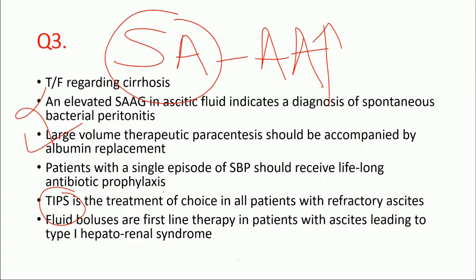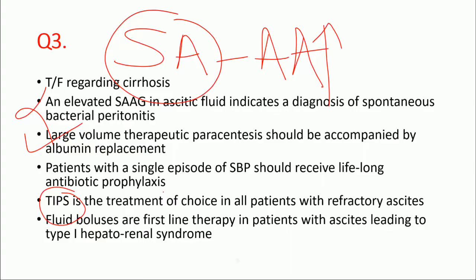Now, a common complication of ascites is spontaneous bacterial peritonitis, and it is easily diagnosed. When you do the peritoneal fluid analysis, you get a neutrophil count of more than 250 per cubic millimeter. So that is the diagnostic criterion. In a patient with SBP, the treatment of choice is a third generation cephalosporin, ceftriaxone or cefotaxime. That's the drug of choice.